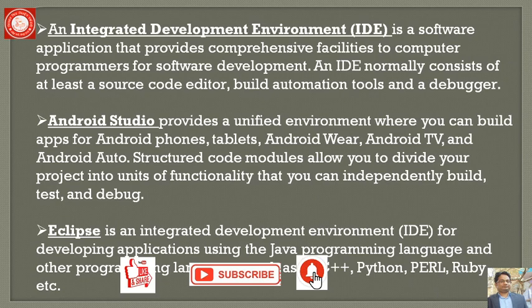Next is build automation tools. Means how to automate your particular tasks is done by build automation tools. And the last one is the debugger. That's an important thing. Once you write the code, if you want to remove the errors, you can do so by using the debugger. So IDE has two examples: number one, Android Studio, number two, Eclipse.